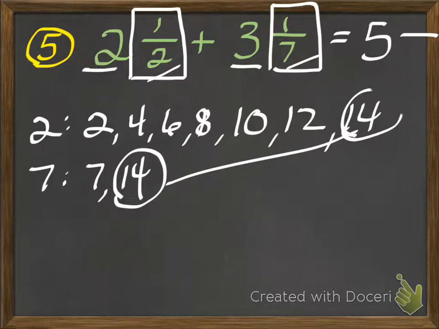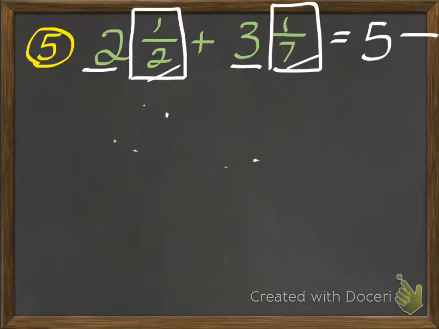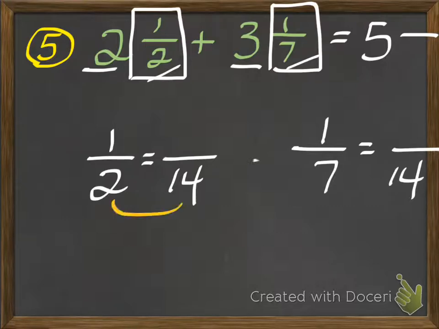So that's the one I'll use. Okay, so now I'm going to take 1/2 and change that to 14ths, and I'm going to take my 1/7 and change that to 14ths as well. To get from 2 to 14, I have to multiply 2 times 7 to equal 14. Whatever I do on the bottom, I do on the top.